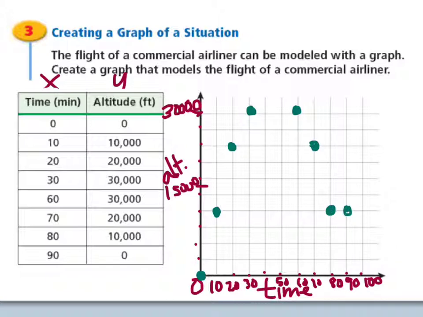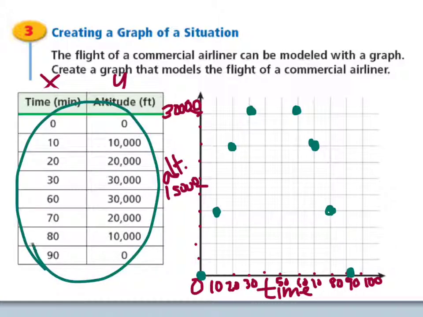Oops. Let me erase that one, I did that wrong. And at 90 we're going back to ground. So there we've got the flight of a commercial airliner. And you've got your points plotted, and you've gone from a table to a graph that can be read, and you can kind of see the flight path graphically.